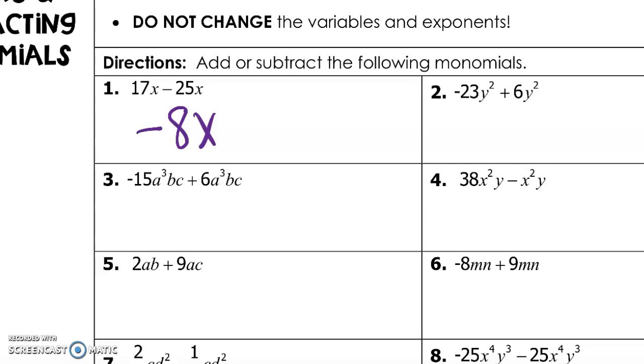So number 3 already looks a little bit scary because you have a to the 3rd, b, c. But again, the plus sign separates this monomial from this monomial. So we're looking at those two things. They match completely. Okay, so the variables with the same exponent match completely. So you are just combining -15 plus 6. That's all you're doing for this. So you get -9, then make sure you write the variables exactly how they are. So a to the 3rd, b, c.